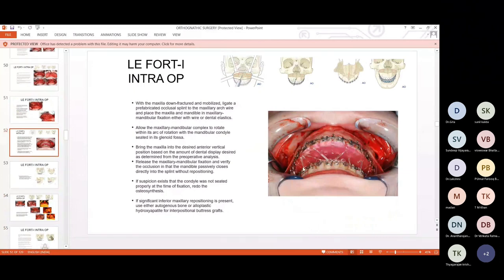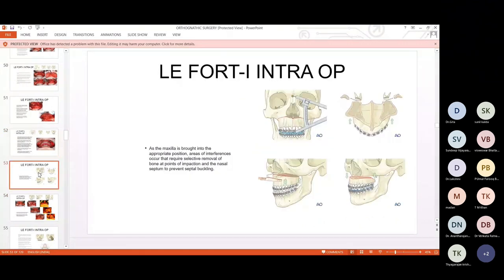And then once the temporary achievement is done, we have to plan for the fixation of the maxilla. If significant inferior maxillary repositioning is present, sometimes a bone graft may have to be used, which I usually harvest either from the cranium or sometimes from the iliac crest. I'm not very fond of using alloplastic hydroxyapatite, which is very popularly used in some centers. Here you can see that, if required, we have to do the osteotomy and then a bone graft placement.